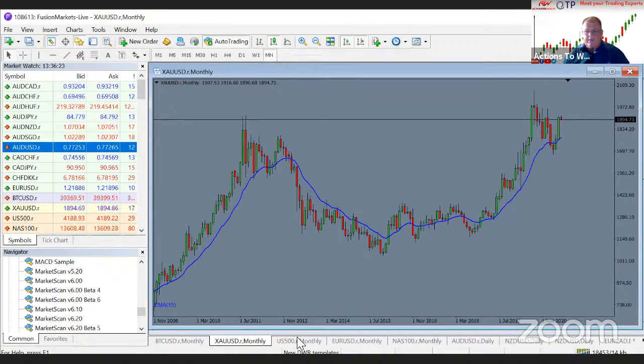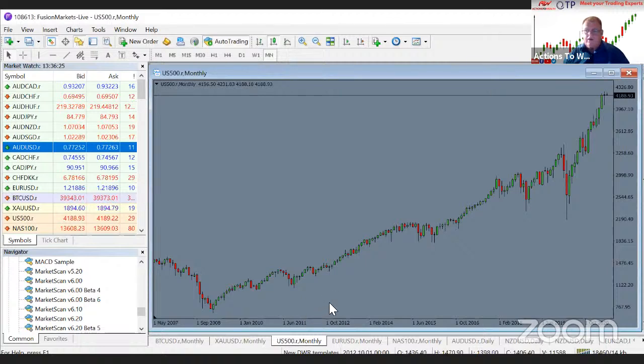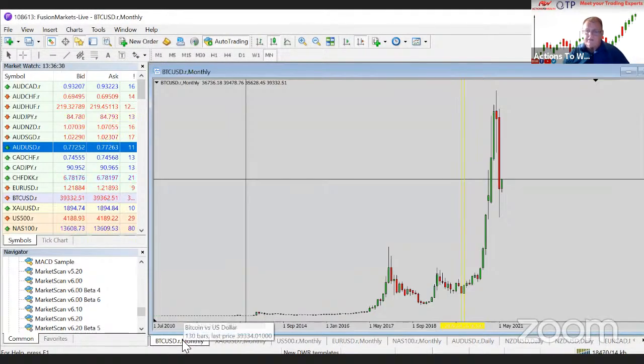Now we're going to have a look next at the S&P 500. Now, what I'm going to ask you guys is, does this look like this? And given that they don't look alike at all, I think they provide us with really different trading conditions.